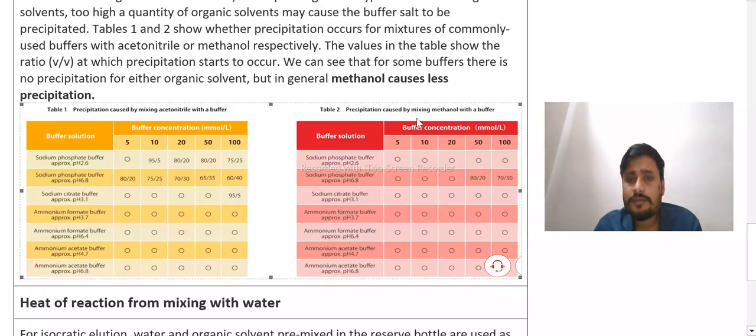If we talk about methanol, it is rarely seen that, even at very high buffer strength, we get buffer precipitation. Only with the sodium phosphate buffer of pH 6.8 do we get precipitation, at an 80:20 ratio, and at 100 millimolar at 70:30. Anywhere else we don't get any type of precipitation. Okay guys, so in the case of precipitation, my vote goes to methanol. Methanol is very suitable if you have a problem with precipitation, so we recommend using methanol.